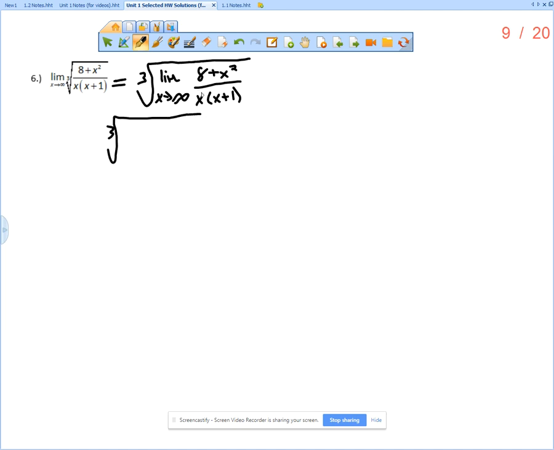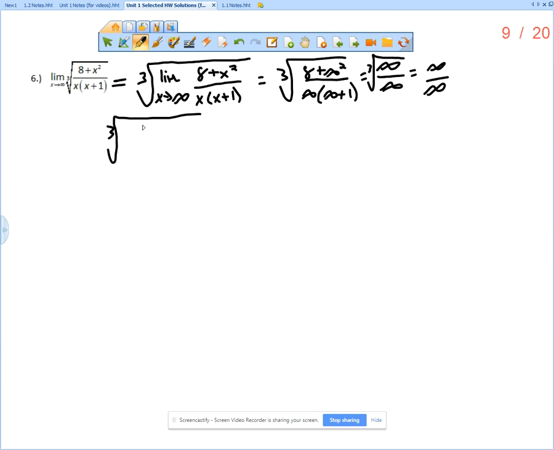All right, so now how do we evaluate this limit? Well, the first step is actually just to substitute, right? So substitute infinity in. And so if I do that, I get the cube root of 8 plus infinity squared divided by infinity times infinity plus 1. All right, so 8 plus infinity squared, that's going to be infinity. And then I have infinity times infinity plus 1. Well, that's infinity. And so I have the cube root of infinity over infinity, which is still going to result with infinity over infinity. So, of course, this is the indeterminate form, and we have more work to do.